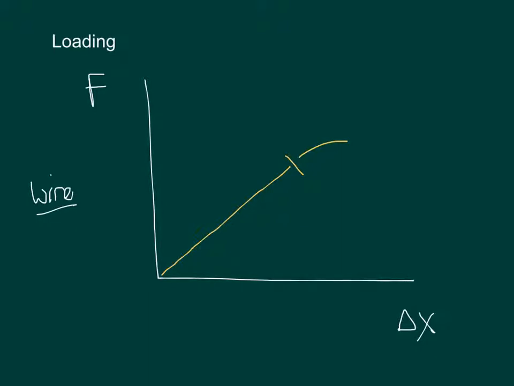So your force will let go and your extension will come back near zero, but it'll go parallel to the curve you had before, not following it exactly. And now what you've got is a remaining extension. So that little bit of wire is now extended this distance here. It's got a permanent extension.